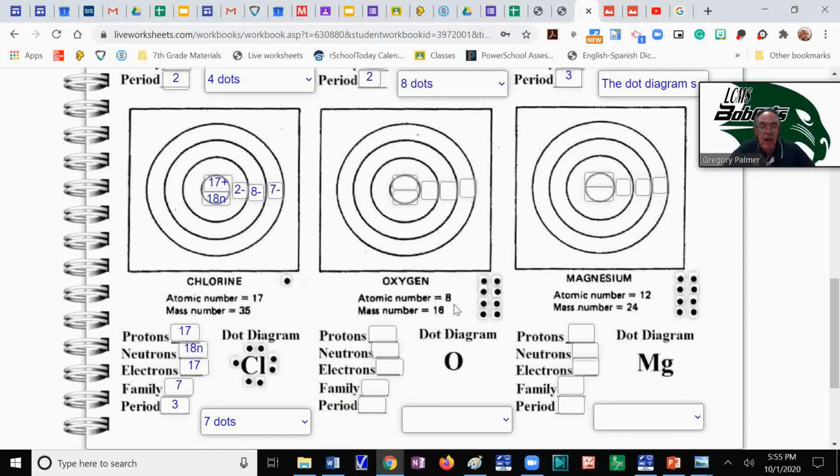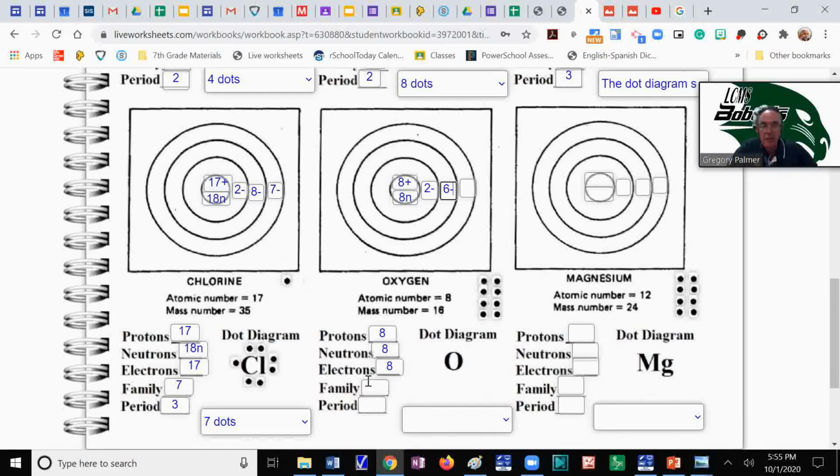Okay, now oxygen has an atomic number of 8 and a mass of 16. We know it has 8 protons, and it has 8 electrons. The positives and negatives are always equal, and it has 8 neutrons. So we're going to put the 8 neutrons and the 8 protons in the nucleus, and then the first energy level has 2 electrons. We only need to get to 8, so there's just 6 here.